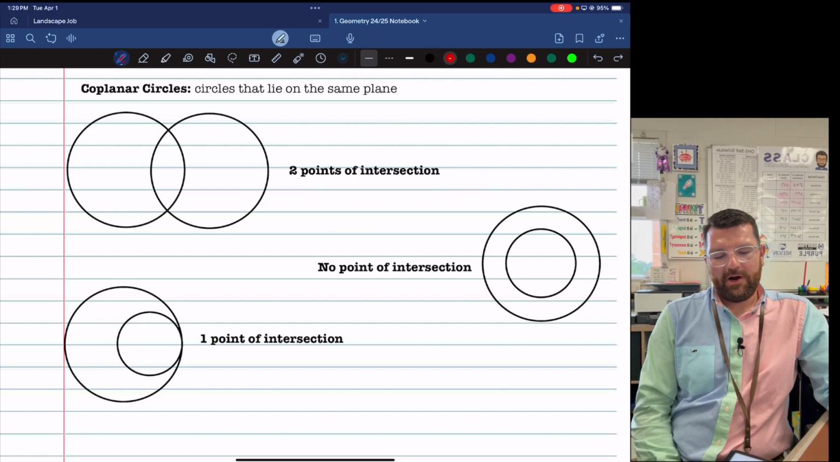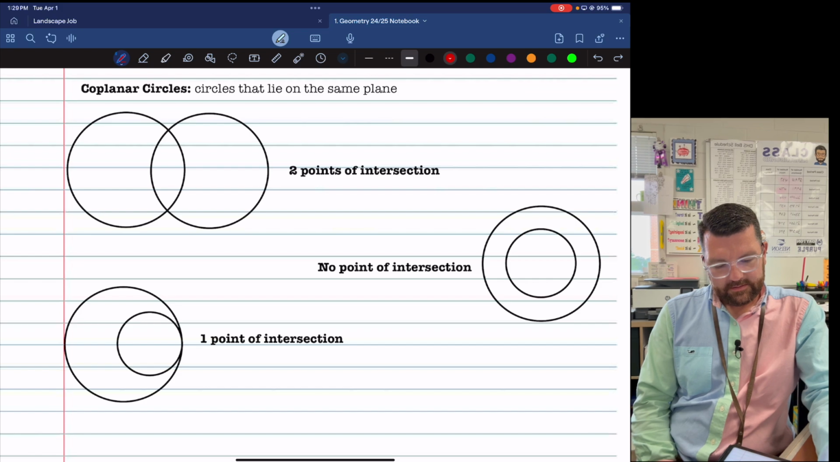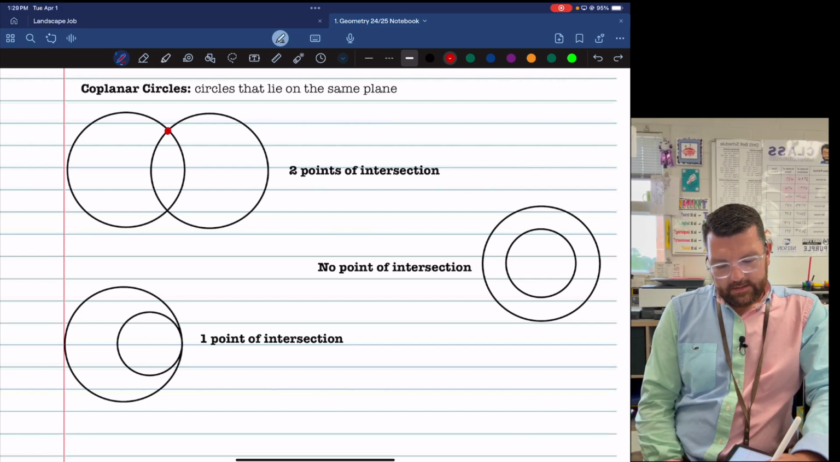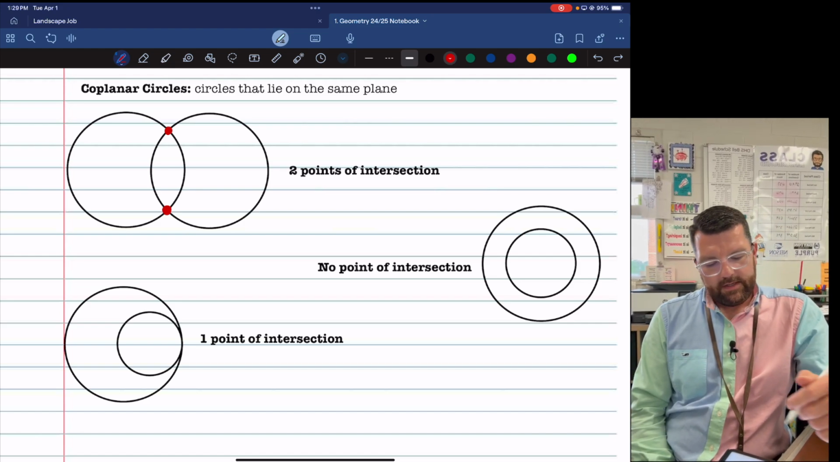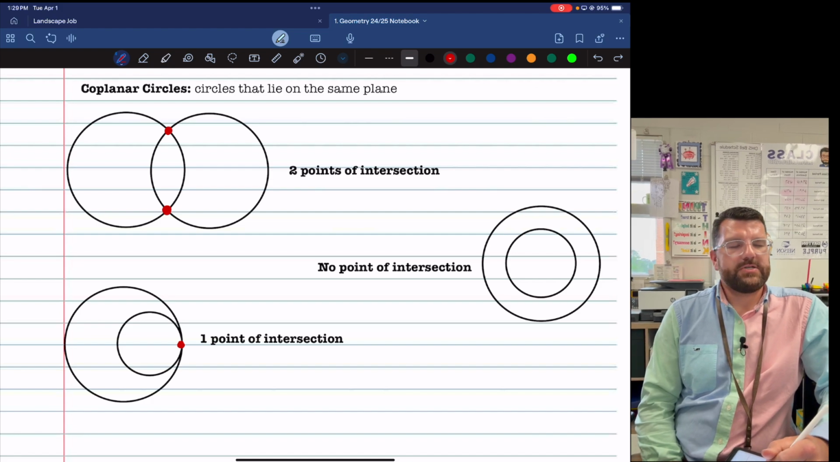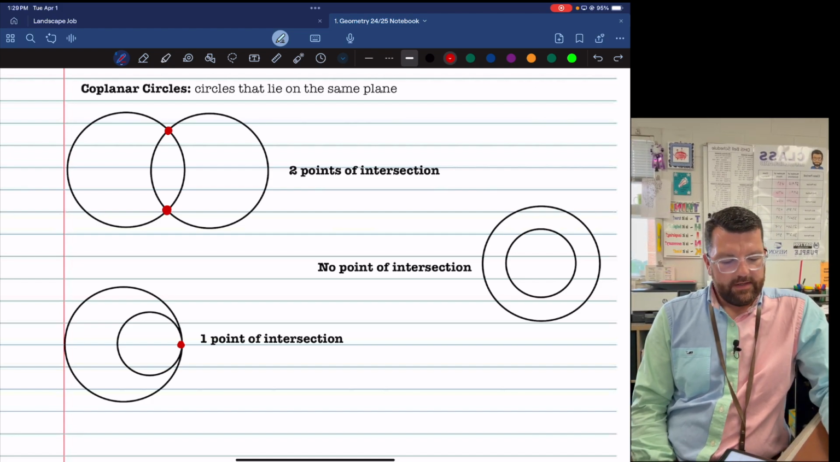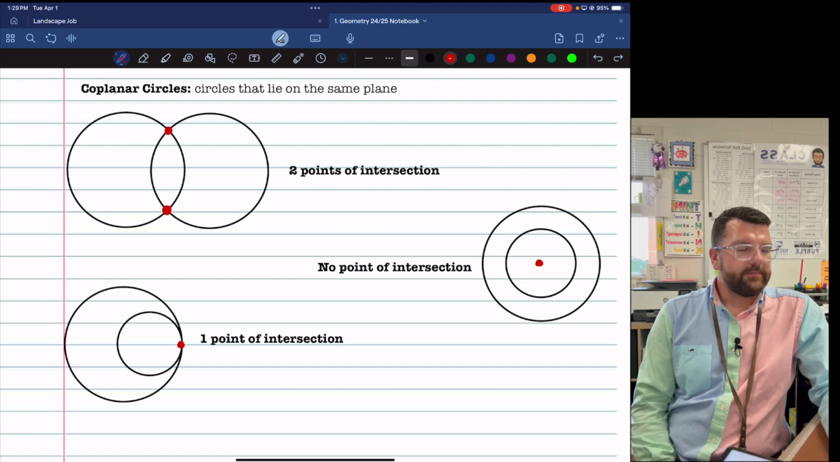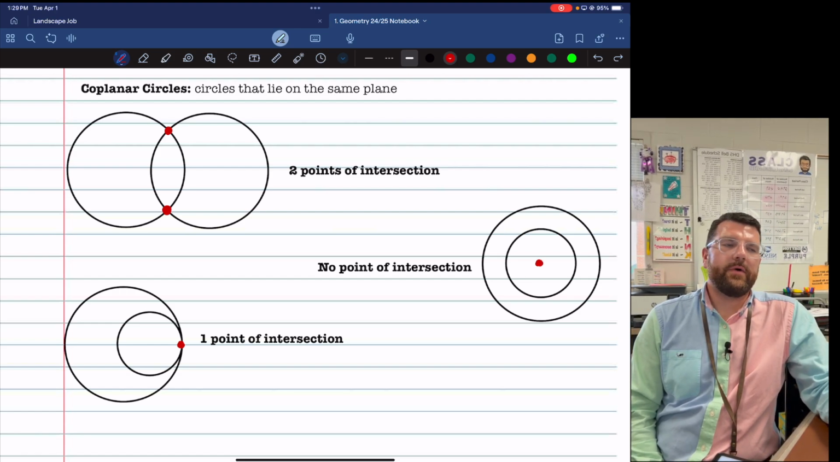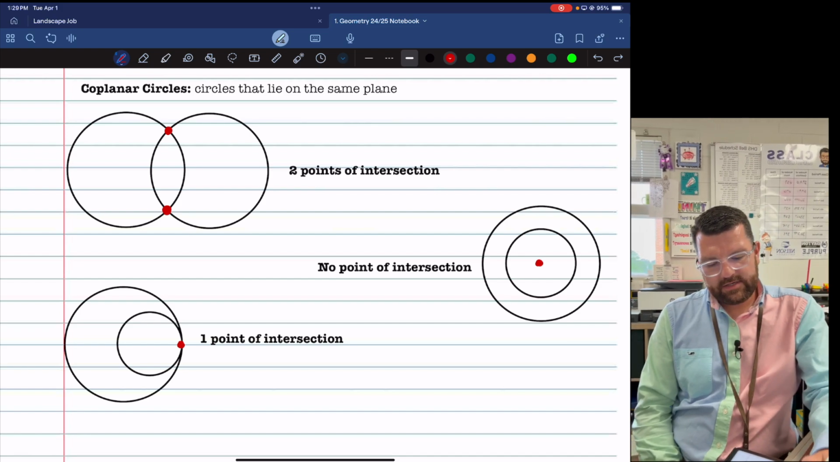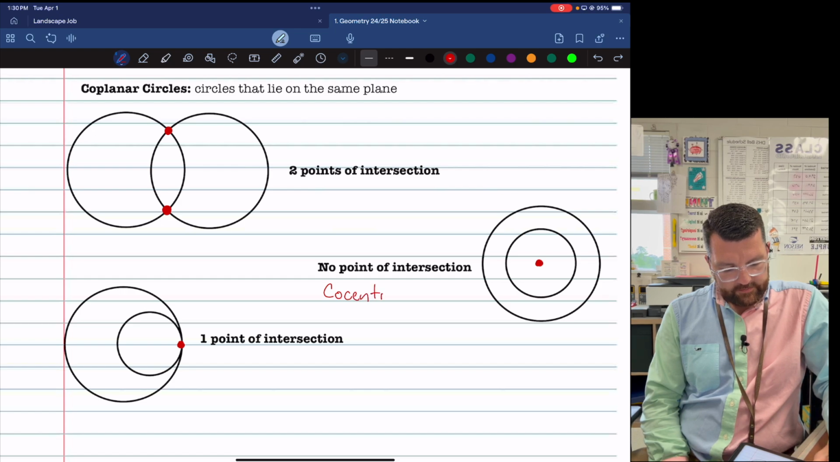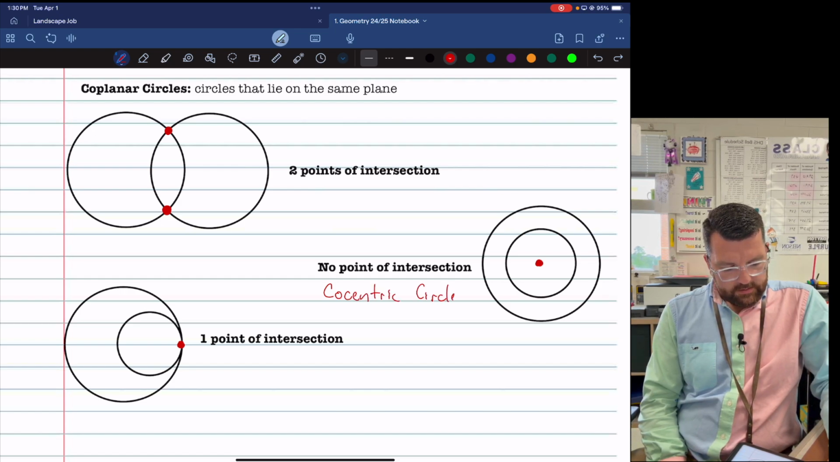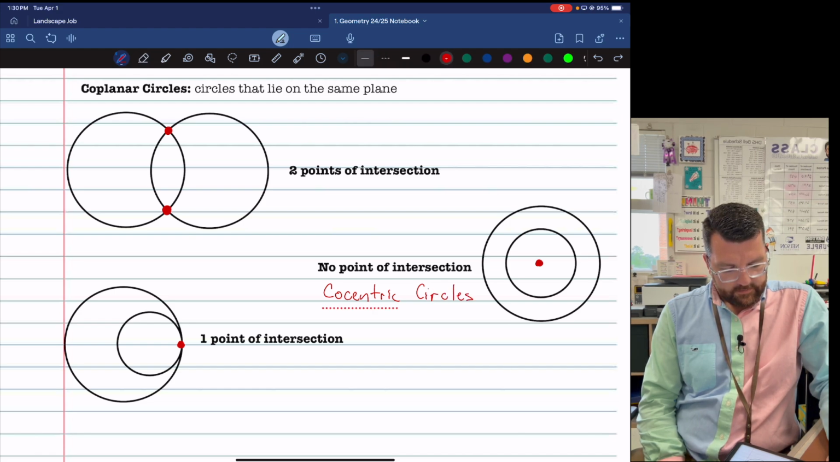Coplanar circles are circles that lie on the same plane. And if they overlap, there are 2 points of intersection. If they don't overlap but touch at one, there's 1 point of intersection. And then if one is inside of the other one, they could share a center point. And if they share a center point, we would call these concentric circles, concentric circles.